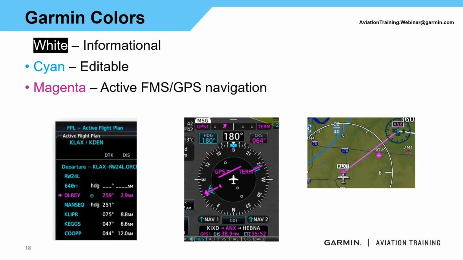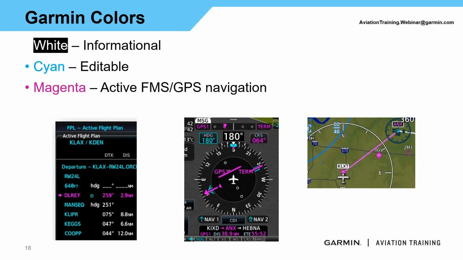Now, on the bottom left-hand corner of the images here, we have the G1000 flight plan. So my active GPS is going direct to Dulray. In the center of the screen, I have a TXI. My active nav is all over the place. I see my course, it says GPS 1. I have a CDI, it's magenta. At the bottom, it has from KIXD to ANX is active, and then I have my details. So that's my active nav, FMS, GPS.